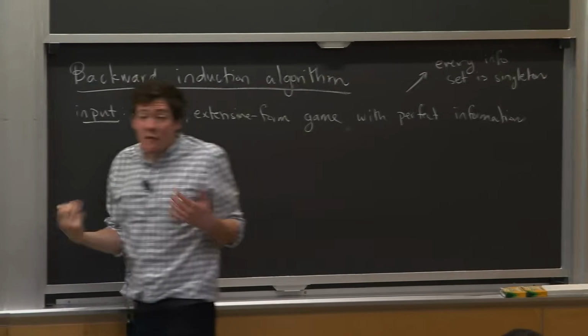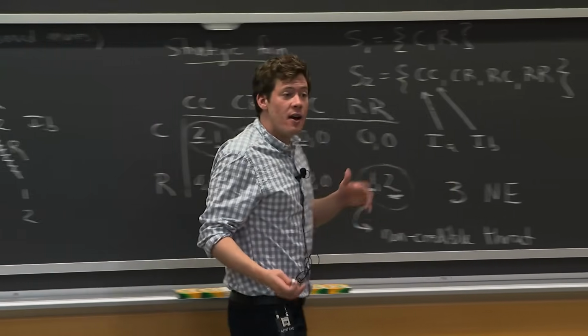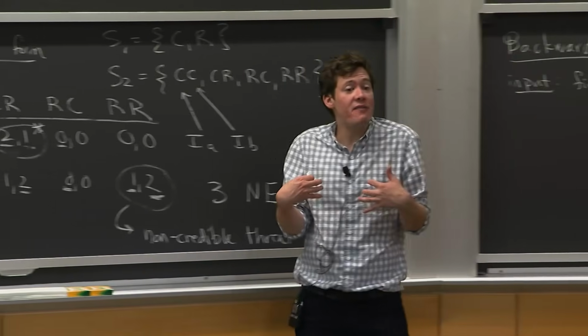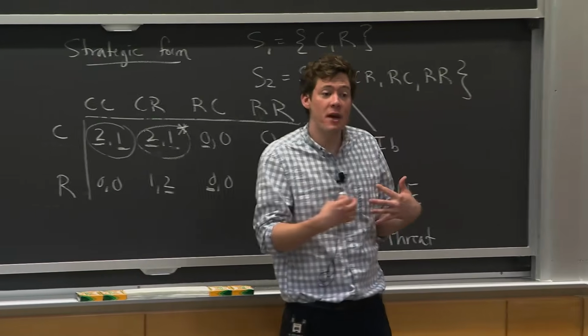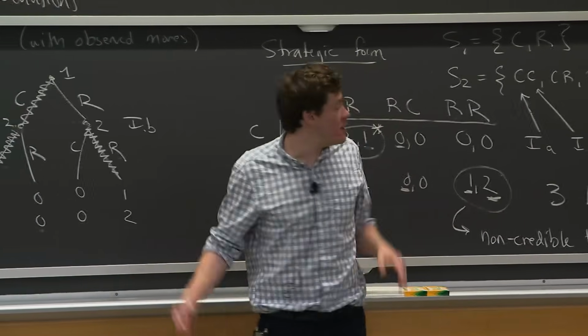And as long as information sets are singletons, you could even have moves by nature. That's OK, but only moves by nature that everyone gets to see. So poker, where you have a private hand, that's not going to be perfect information. But if nature flipped a coin and everyone saw that, that would be OK.